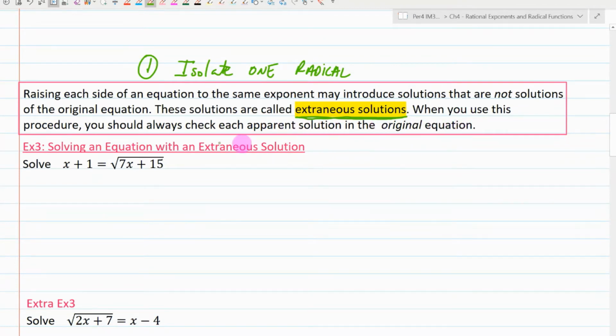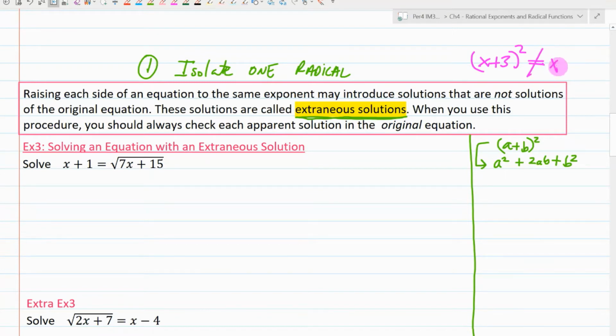All right. So before we start this, I want to do a small little reminder of multiplying binomials, or actually squaring binomials. So if you have a plus b squared, it's going to equal a squared plus 2ab plus b squared. So when you have a binomial that is squared, your answer is going to be a trinomial. So if I take x plus 3 and square it, it does not equal x squared plus 9. Okay, it does not.